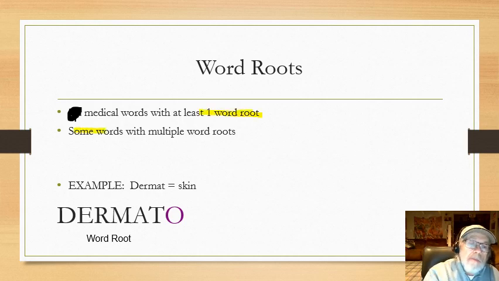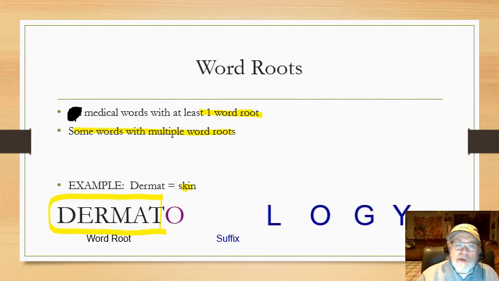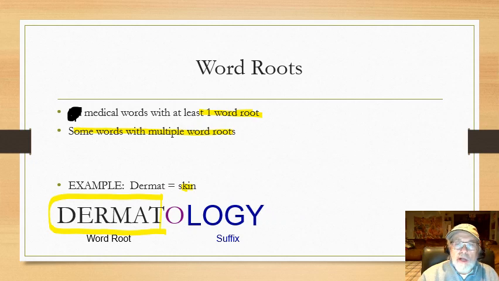And again, some words have multiple word roots, like I said before, which is one of my other rules that we talked about. Let's take an example. If I see the word root dermato, it means skin, okay? I know that if I have a word root, I need to finish it off with a suffix. That's rule number one. I need to follow a word root with a suffix.